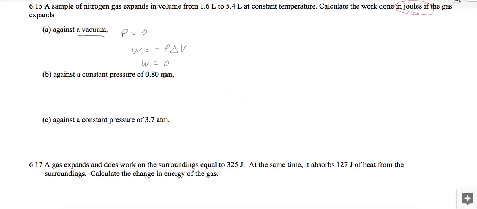You need to be pushing against something with a constant pressure. So we have a constant pressure of 0.8 atmospheres, so work is equal to negative 0.8 times the change in volume, which is going to be 3.8. We end up with work equaling negative 3.04 liter atmospheres. And 101.3 joules is 1 liter atmosphere.